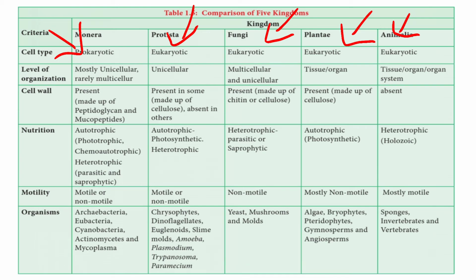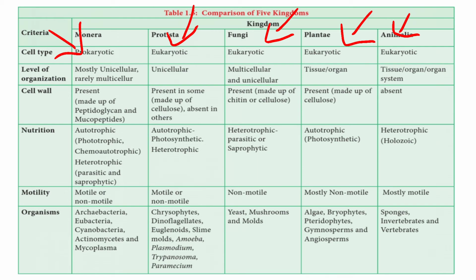Eukaryotes. Cell type is eukaryotes. Levels of organization is tissue, organ and organ system. Cell wall absent. Mode of nutrition is heterotrophic. Holozoic. Holozoic means we are taking from the outside.